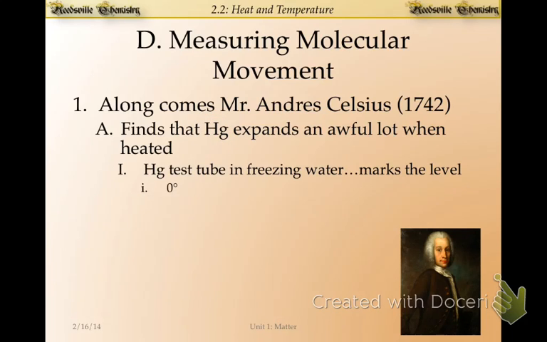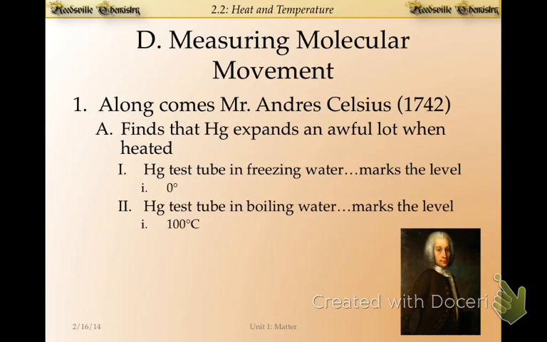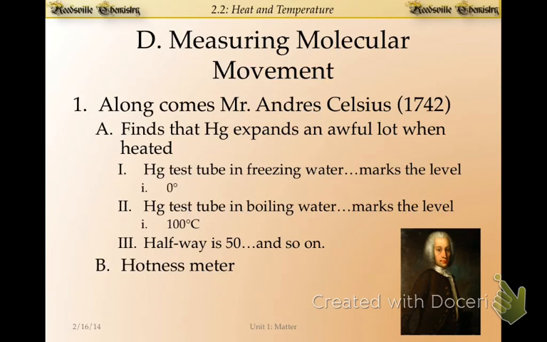So what he did is took a test tube, filled it with mercury, placed it in freezing water. And when the mercury stopped contracting, he marked that level. And he decided to call that 0 degrees. He took that same test tube and put it in boiling water, and he marked that level. And he called that 100 degrees. Halfway between, he called that 50 degrees, and so on. Halfway between that, it was 25, and between that, it was 12.5, and between that was 6.25, etc. And thus, this was his new hotness meter.